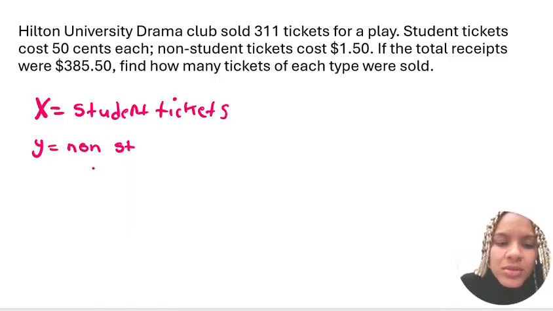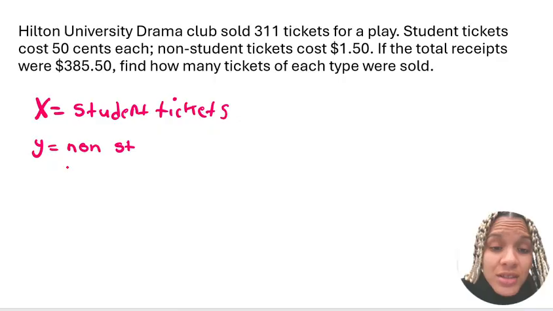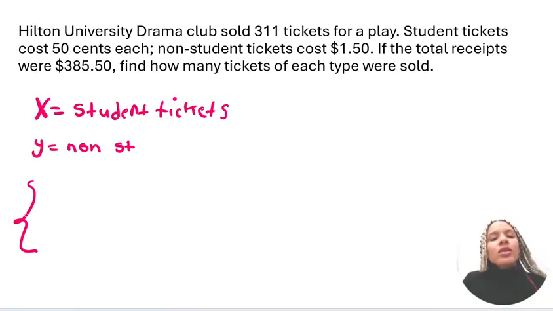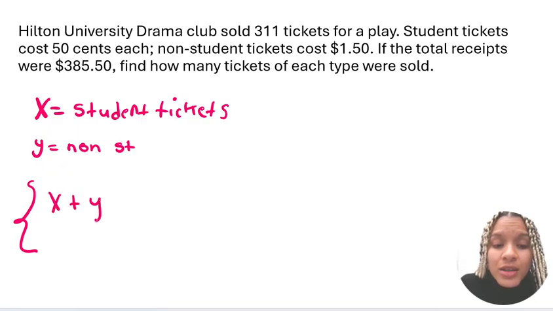Okay, so let's go back. Student tickets cost 50 cents each and non-students $1.50. If the total receipts were 385. So when I'm reading it, I am noticing that I have an equation for tickets and an equation for cost. I am not told how many tickets were sold at a price of 50 cents, nor how many were sold at $1.50. But I do know that they equal a total of 311.